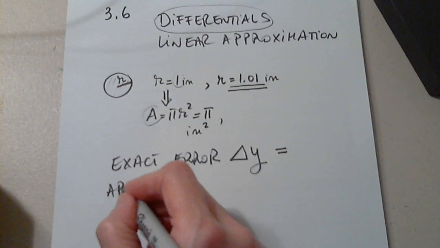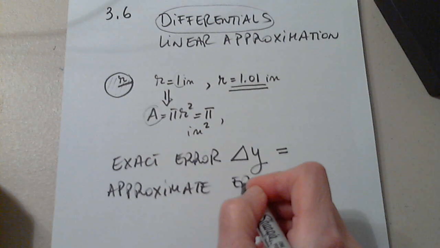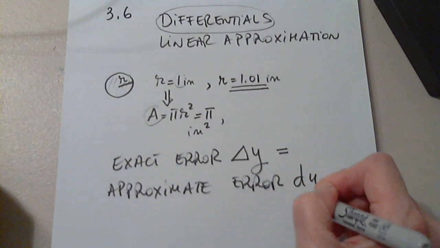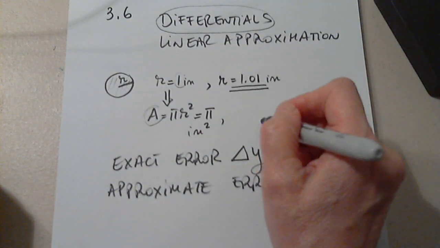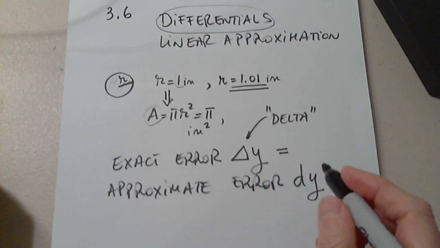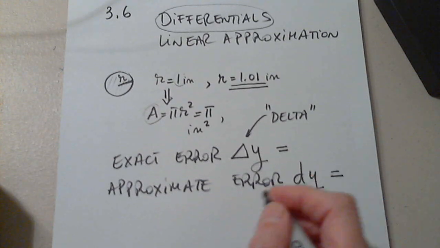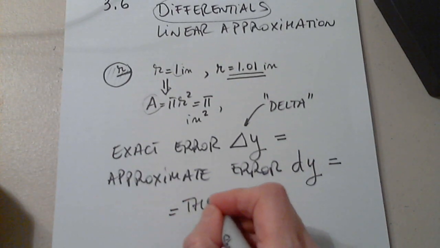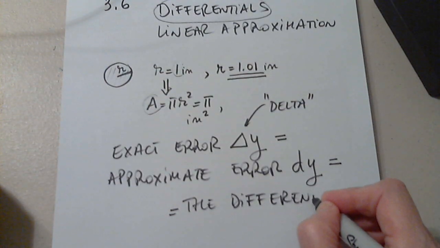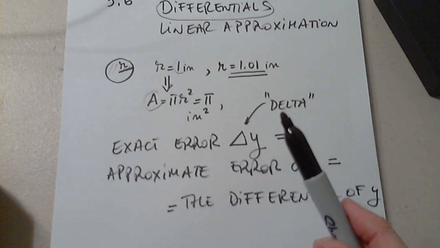What will be the approximate error? That will be called dy, not delta y. This is delta y, but dy. And this is also called the differential of y.